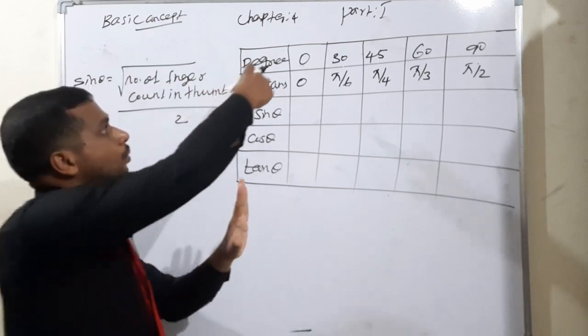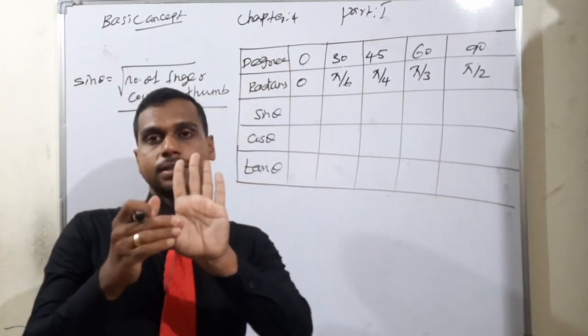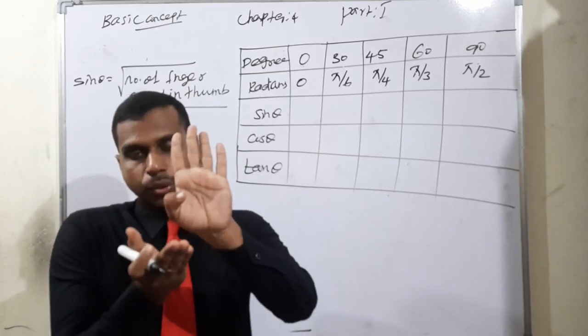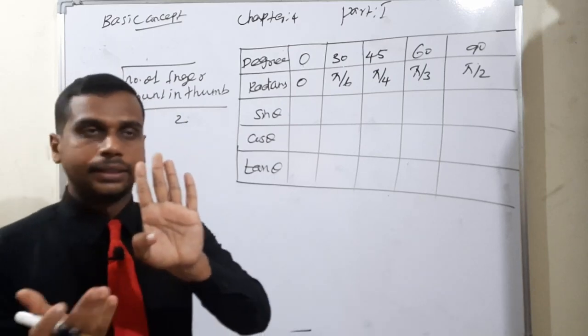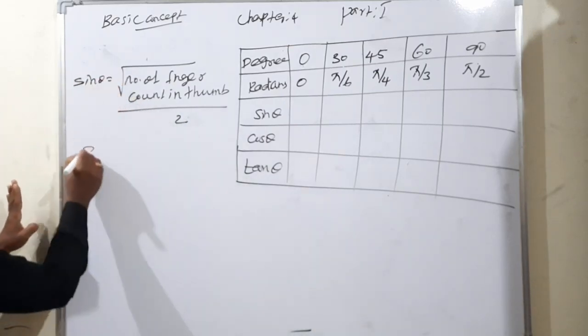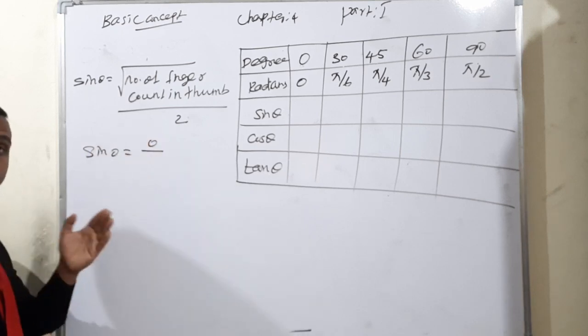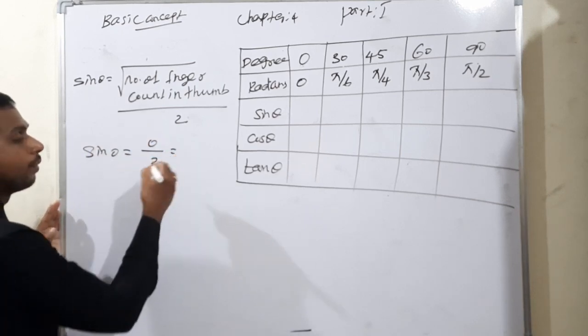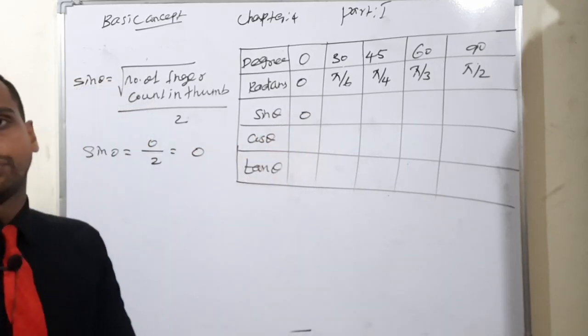Now I am moving to how to find the value for 0. If you fold the 0 finger, look there: do you have any value on the thumb side? There is nothing. So we can write it directly as 0. Therefore sin 0 is equal to root of 0 divided by 2. 0 divided by anything means the value will be 0. So sin 0 value will be 0.